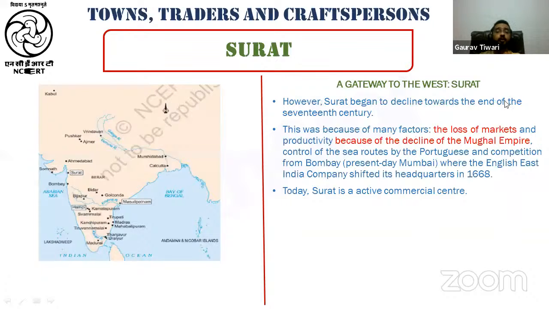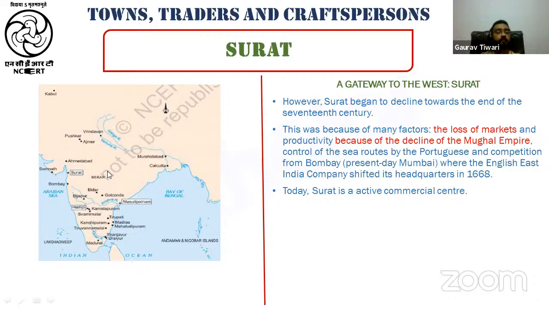However, Surat began to decline towards the end of the 17th century. 17th century के end में ये सूरत जो है ये अपनी declining state में आ गया. Why? What were the factors that led to the fall of Surat? First is the loss of market and productivity because of the decline of the Mughal Empire. With the decline of the Mughal Empire, यहाँ का market और यहाँ की activities, productive activities decline पे चली गई.